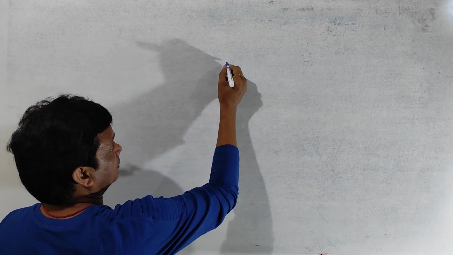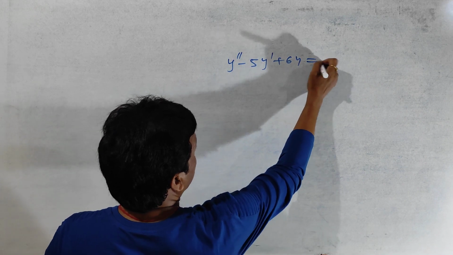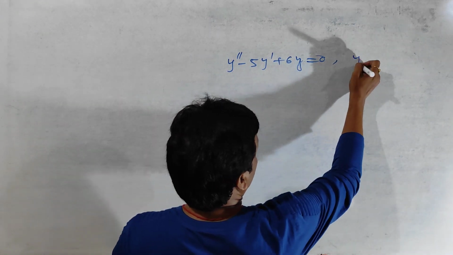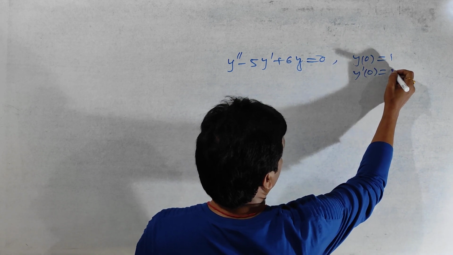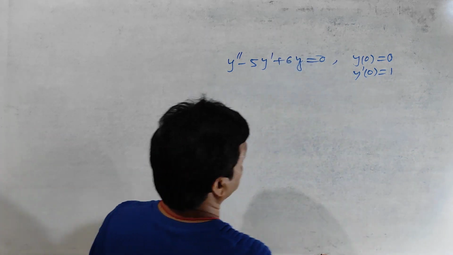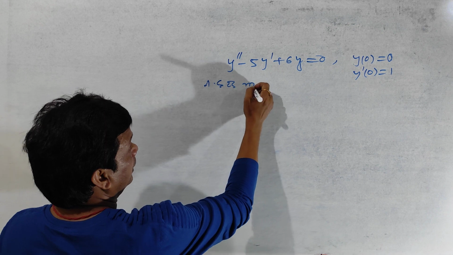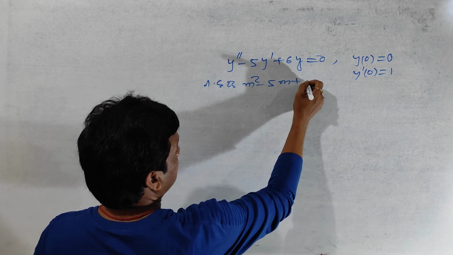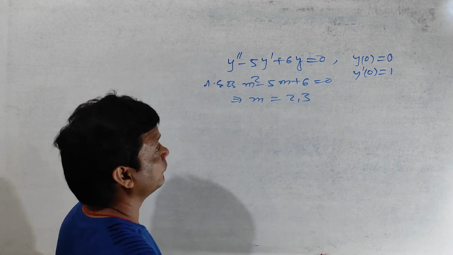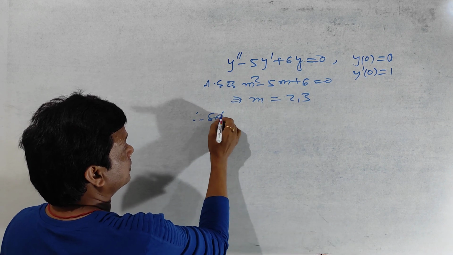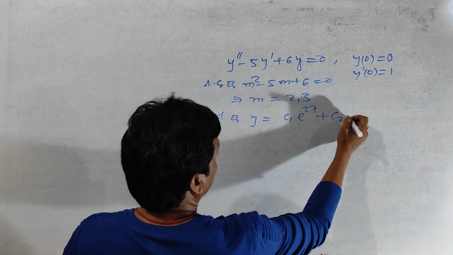Now see another example. Y double dash minus 5y dash plus 6y is equal to 0, and here given is y of 0 is equal to 0 and y dash 0 is equal to 1. I am taking. Clear? So what is the auxiliary equation? Tell me. M square minus 5m plus 6 equal to 0. So m is equal to 2, 3. Clear? Therefore solution is y is equal to c1 into e to the 2x plus c2 into e to the 3x.